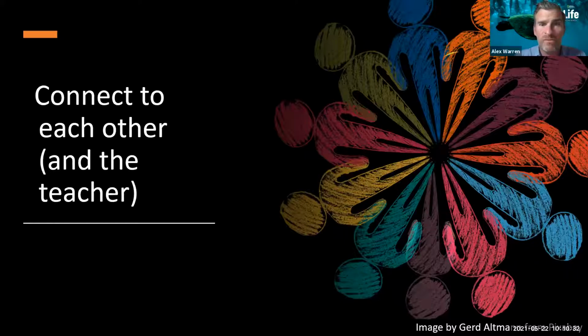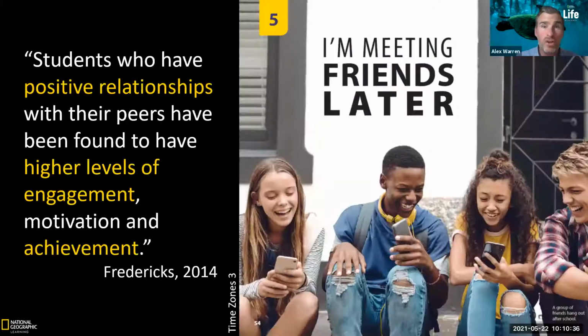In fact, a report by Fredericks in 2014 goes as far as to say that students who have positive relationships with their peers have been found to have high levels of engagement, motivation, and achievement. Now, for me, that is the holy grail of what we want our students to achieve, right? We want them to be more engaged. We want them to be more motivated. We want them to achieve higher. And I'm sure you all agree with this statement.